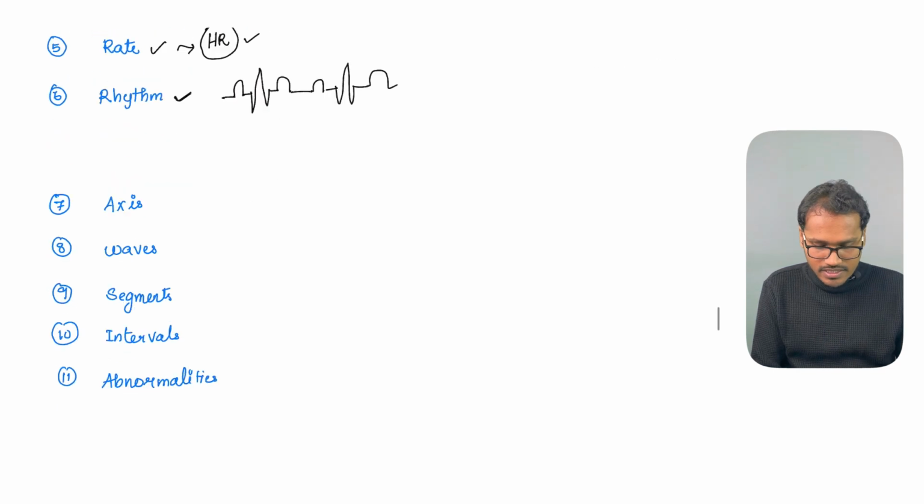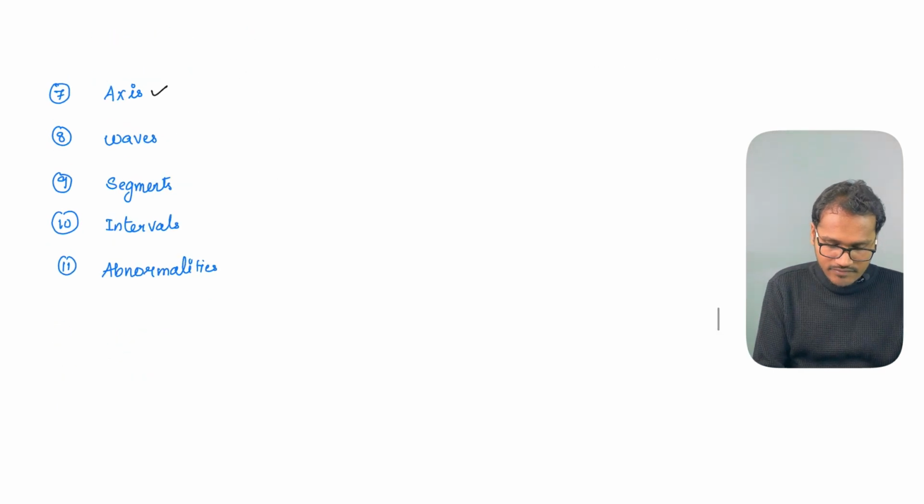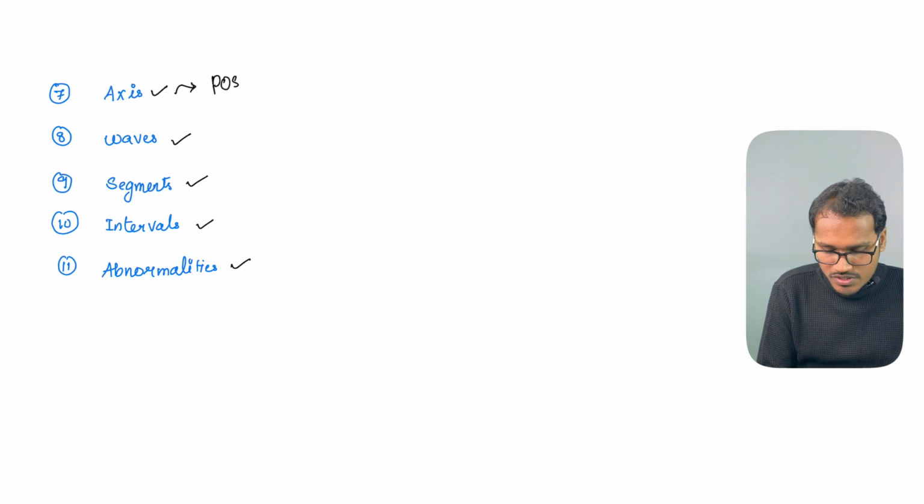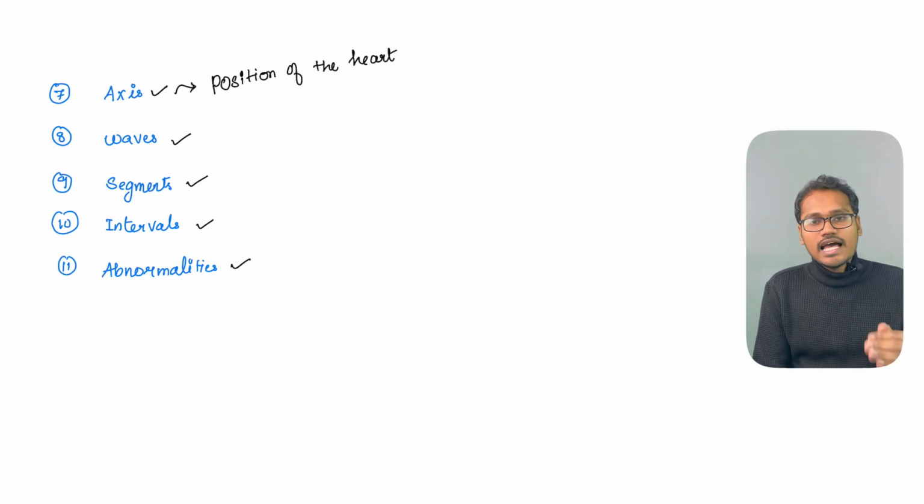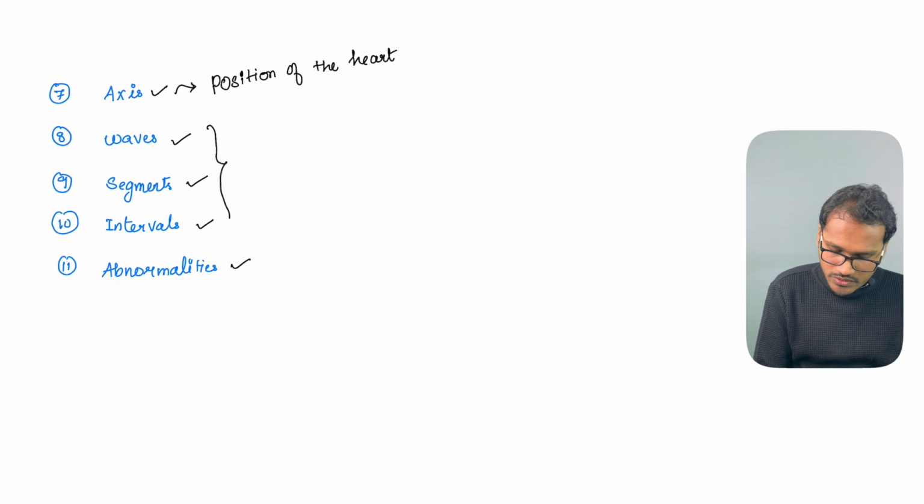Then we will check the axis, waves, segments, intervals, and finally come to the abnormalities. Axis, I will have a separate video on this. Axis tells about the position of the heart. The position of the heart can be assessed using the axis. Already I have given you the normal values for all these three. We are not going to repeat it.